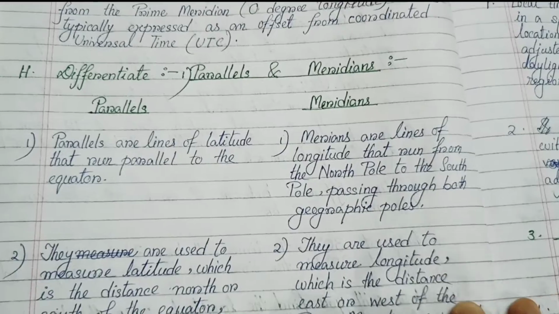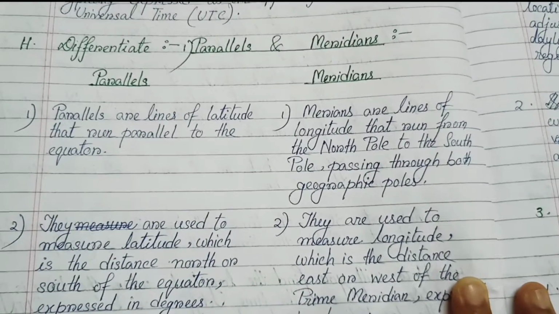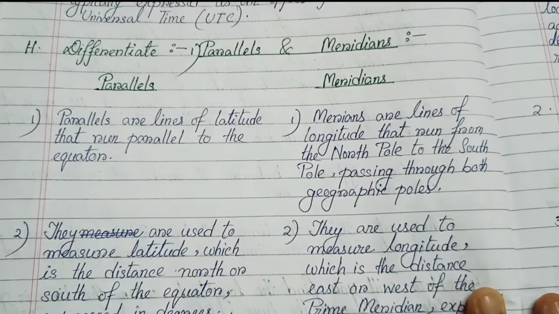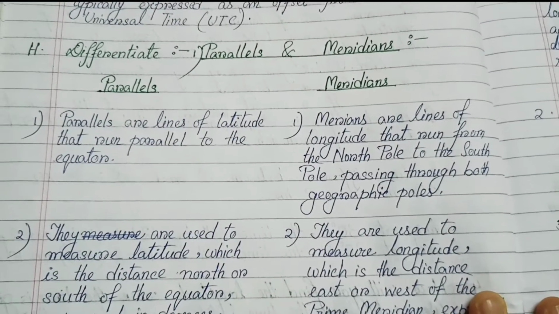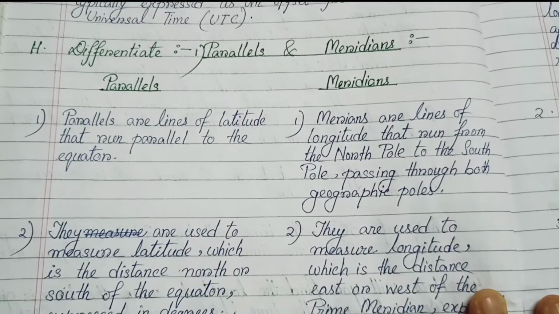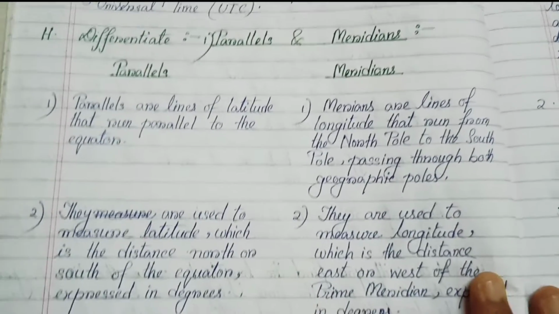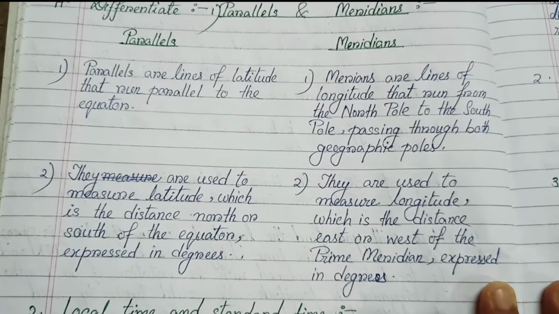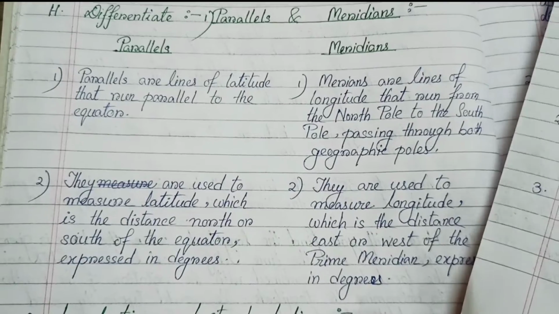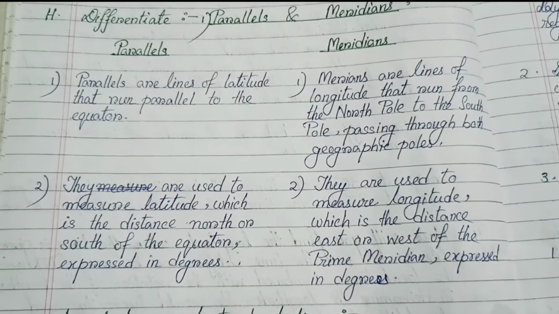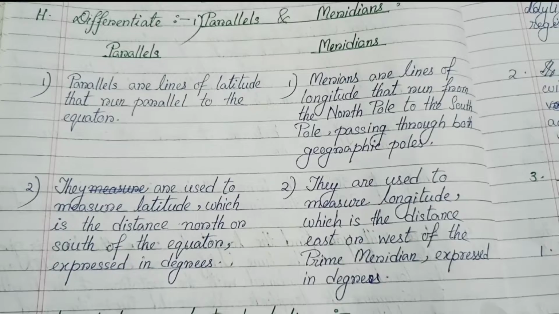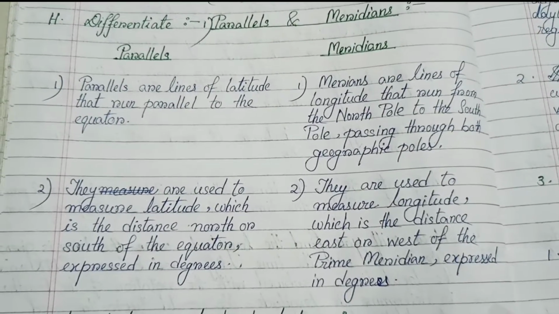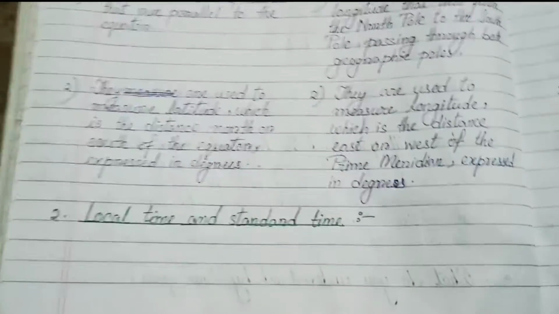Next one, differentiate between parallels and meridians. Parallels are lines of latitude that run parallel to the equator. Meridians are lines of longitude that run from the North Pole to South Pole, passing through both geographic poles. Number 2, under parallels, they are used to measure latitudes, which is the distance north or south of the equator expressed in degrees. Number 2, under meridians, they are used to measure longitude, which is the distance east or west of the prime meridian expressed in degrees.